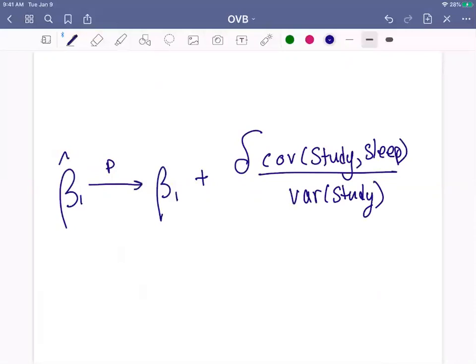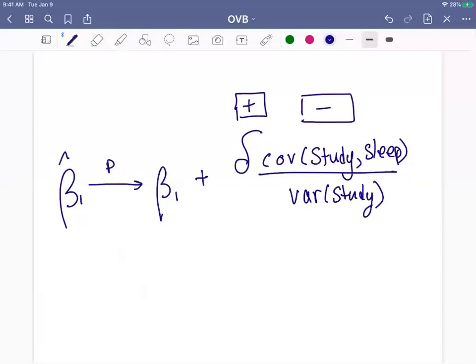And while we may not know the exact value of delta and covariance, we can certainly use our economic intuition to think about their signs. So if I could think of the sign of delta and the sign of covariance, I'd be able to assign the sign of the omitted variable bias term. Right, and we've said that we think delta is positive. More sleep is associated with higher test scores. And we've also said that we think the covariance is negative.